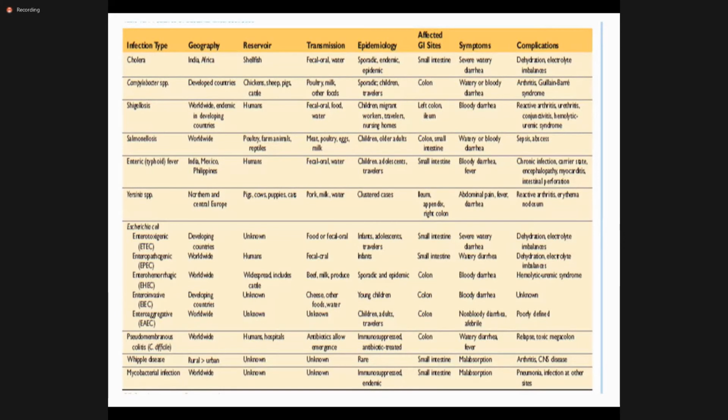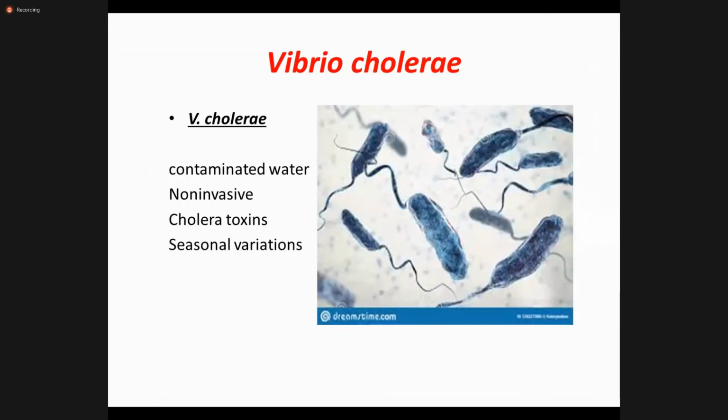Vibrio cholerae is one of the most important pathogens that causes diarrhea, and the most pathognomonic feature of Vibrio cholerae is causing rice water stools. The consistency of the diarrhea is like rice water. It is associated with the intake of contaminated water. It is non-invasive. Usually Vibrio cholerae is associated with acute conditions of diarrhea, right? And it produces cholera toxins that are very important in causing the pathogenesis.